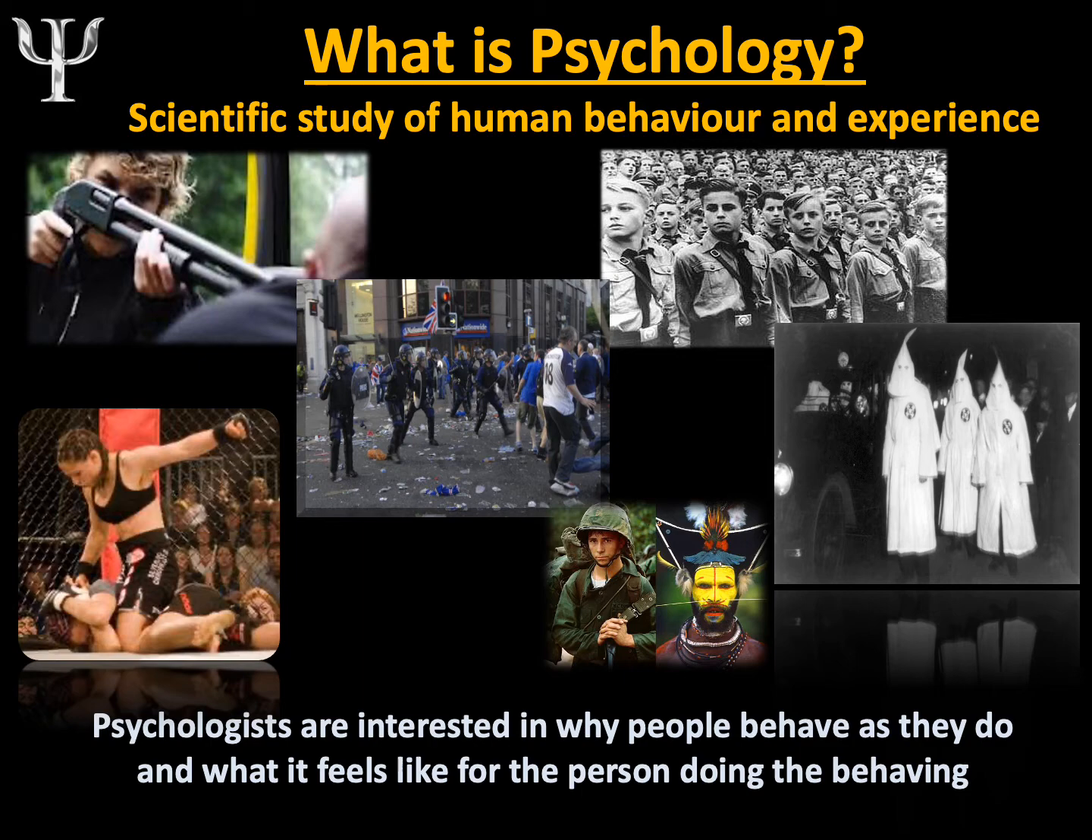The kind of behaviors that people display when they want to intentionally harm someone else, so show some kind of aggression towards another person. And then also, why is it that as humans, we can blindly conform to the actions of an authority figure, as you can see in some of the images in front of you?